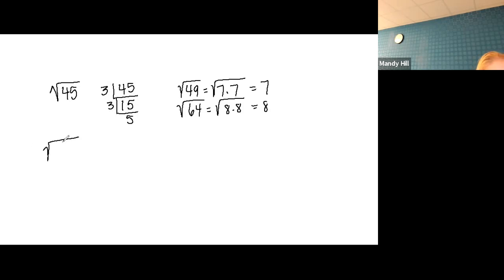So what I have just figured out is 45 is really 3 times 3 times 5, which I'm getting from right here. This is the same way we did the factor tree when we looked at least common multiples. Now, if you go back up here and look, we knew that 7 times 7 gave us 49. If we had a pair of sevens, then the answer was 7. If we have a pair of eights that multiply to be 64, then the answer is 8.